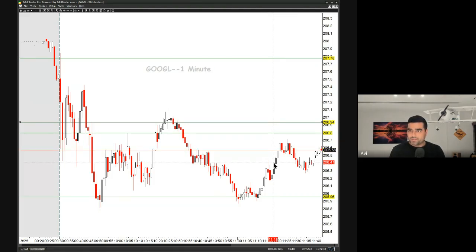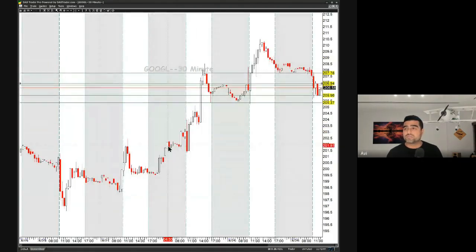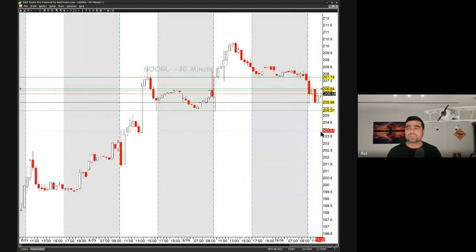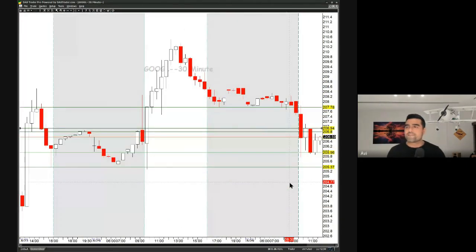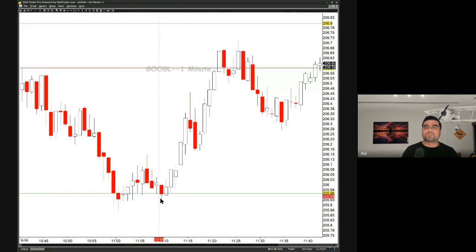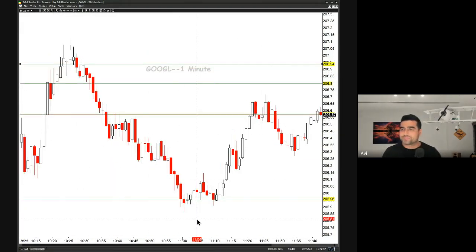But again, just a 1 minute reversal. On a 30-minute, that's where I like to look for setups. I don't see any reversal setup. It's just chop. There you go. That is a decent looking double bottom. I haven't seen one in a while.